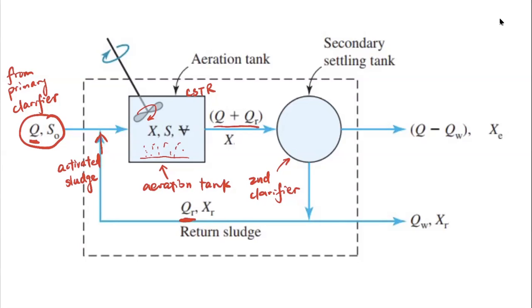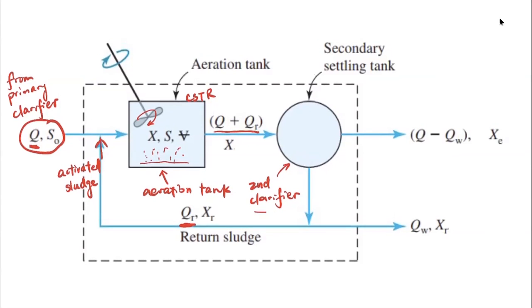So the flow rate is going to be Q plus QR. And then this treated water is sent into a secondary clarifier, the secondary settling tank, so that these propagated bacteria can settle down and accumulate at the base. So basically the treated water is going to come out and be sent to tertiary treatment, okay?